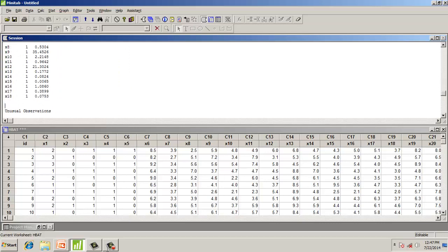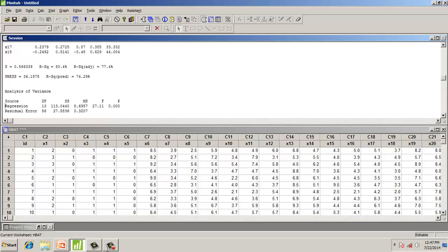Now let us look at the R square. R square is 80.84, or 80% in this case, whereas R adjusted is 0.774. The PRESS statistic comes to around 36.1575. Usually, the lower the PRESS statistic, the better the model. However, considering the variability in the data, this PRESS statistic is quite good. Also, the predictive capacity of the model is around 0.742. In other words, our predictive model is 74.2% accurate.